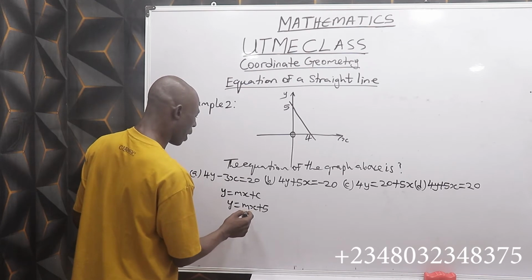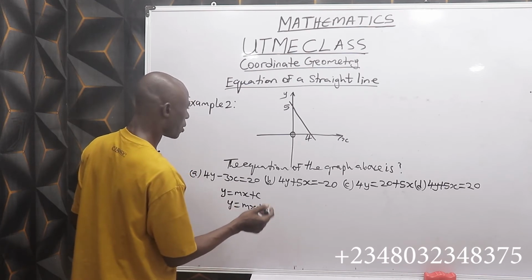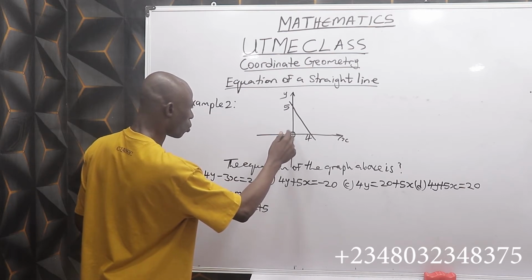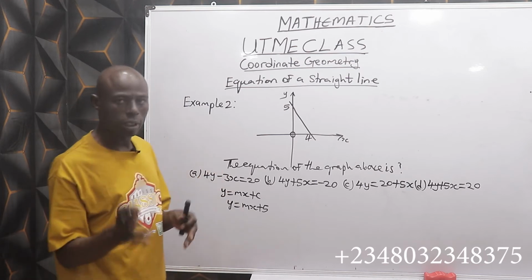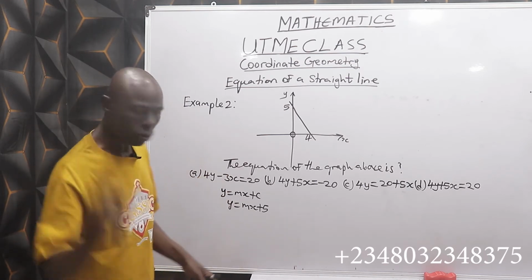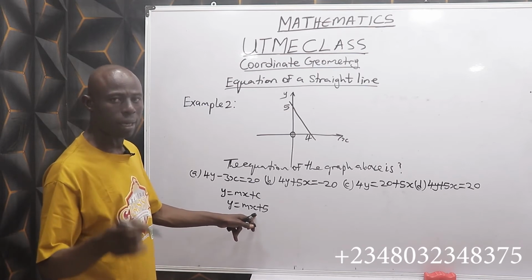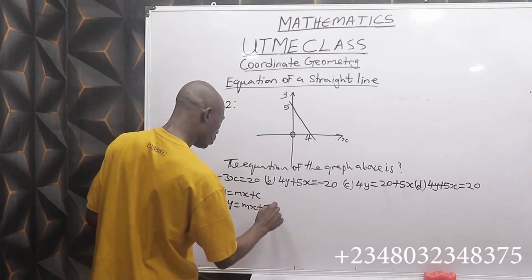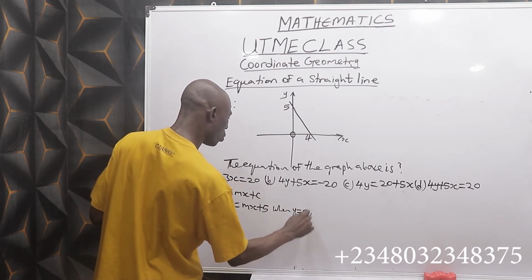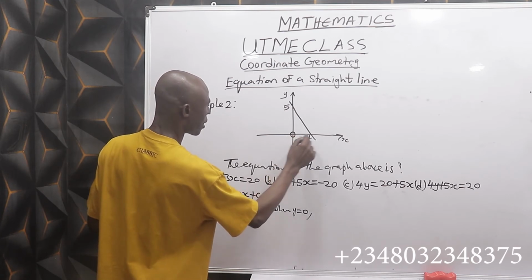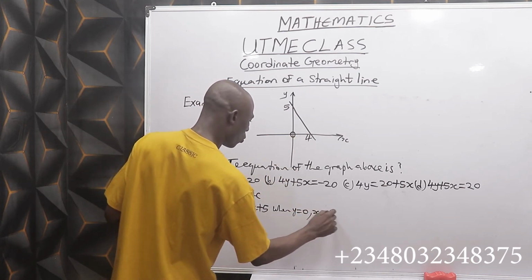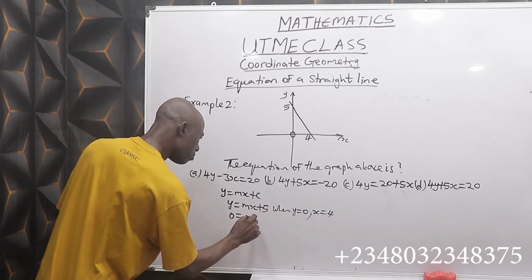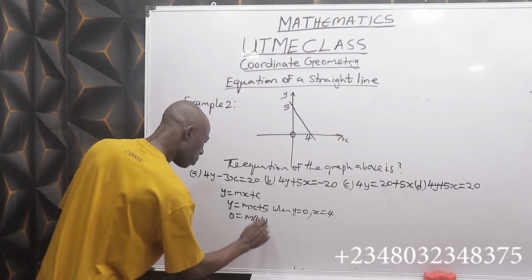So you now find the other coordinates. Don't bother to look for the coordinate where x is equal to 0. Look for it where y equals 0, because you have already gotten your y-intercept. When y equals 0, comma, what is x? X is 4. X is equal to 4. So we now slot it. 0 equals m into 4 plus 5.